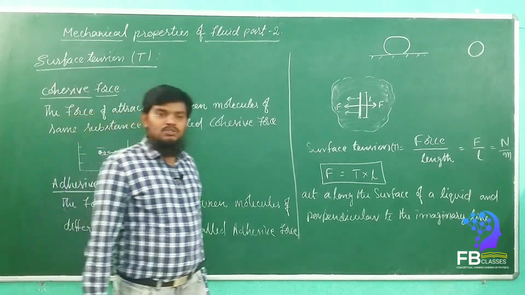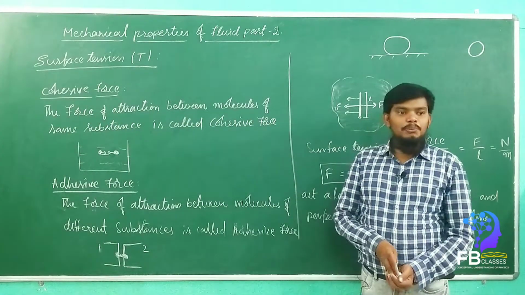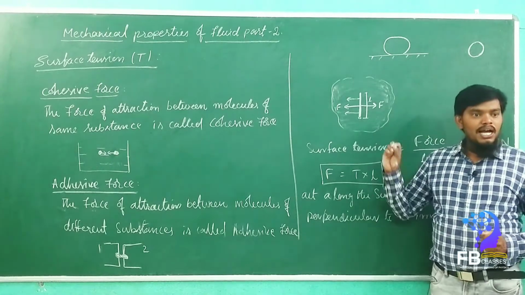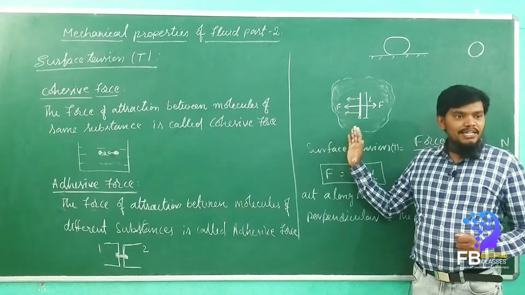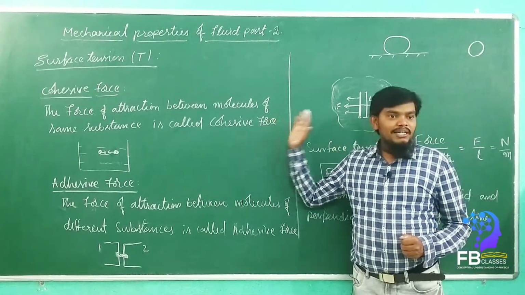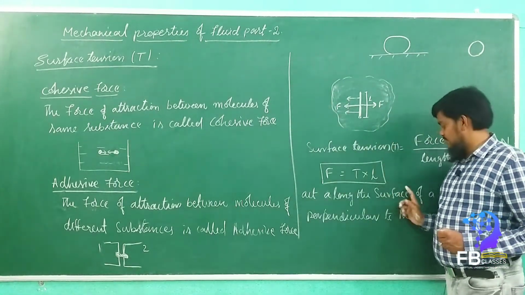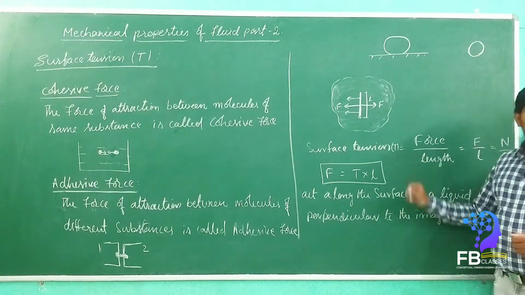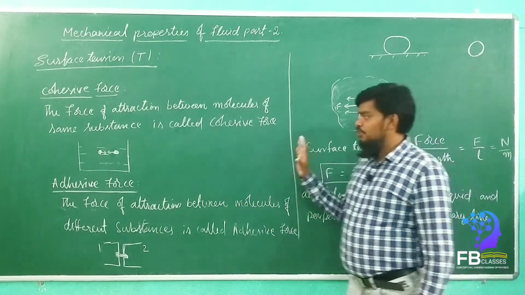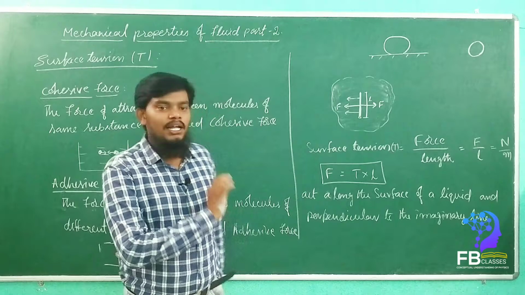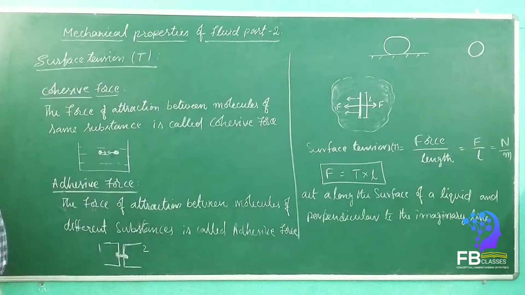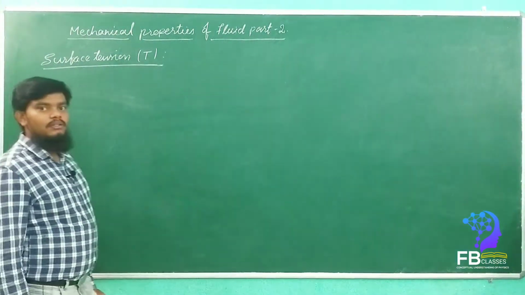Got it? So what is the first definition? Can you please repeat it? The force acting on the imaginary line, perpendicular to the imaginary line and along the surface, per unit length is called surface tension. Got it? Can you please make a note of it? Then we can continue our class.